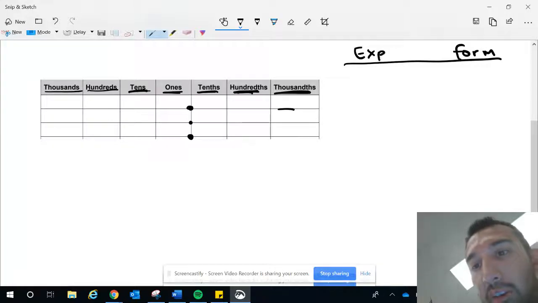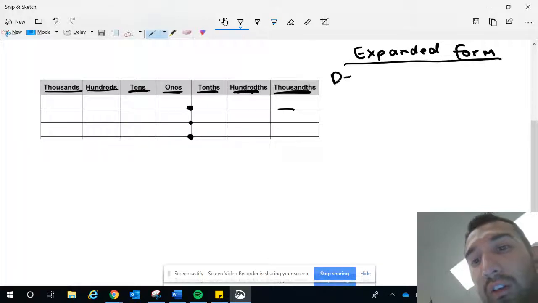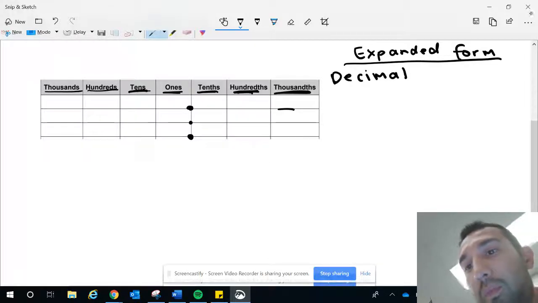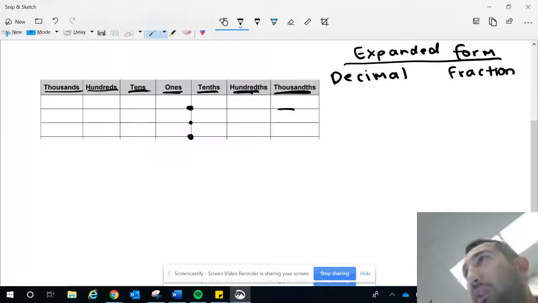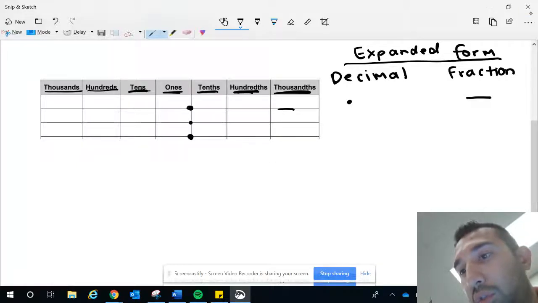We're focusing on expanded form. Now, expanded is probably the most difficult form, but with practice, just like everything, you'll get it. In expanded form, there are two separate ways to write it. The first one is decimal, and the second one is fraction. They're both relatively the same, only a few minor changes. When we write decimal forms, we use a decimal point. In fraction, we use a fraction bar.